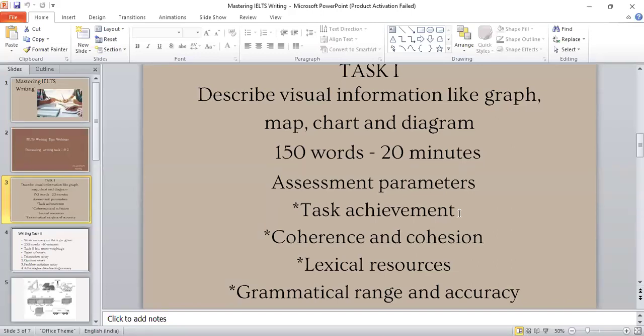But coming to task 2, it is not necessary to use passive voice. Instead of passive voice, you can use other grammatical structures there. So task 1 and task 2 demand different types of grammar aspects. That should be kept in mind.